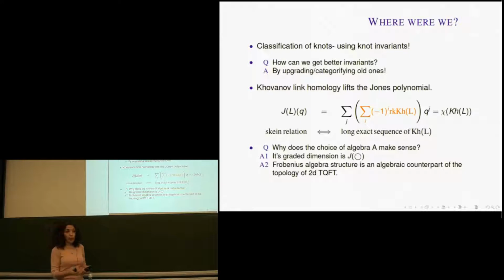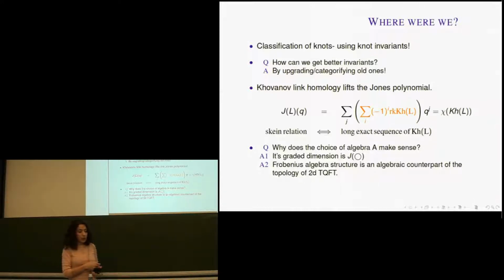So what do I mean by makes sense? Well, number one, its graded dimension is equal to the Jones polynomial of the unknot. So somehow that's good, right? Because we assign the algebra A to the unknot and it decategorifies to the Jones polynomial of the unknot.